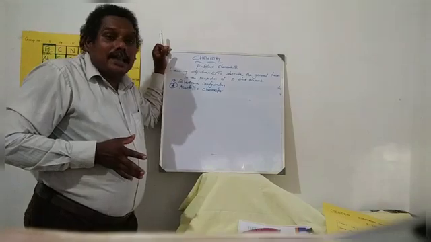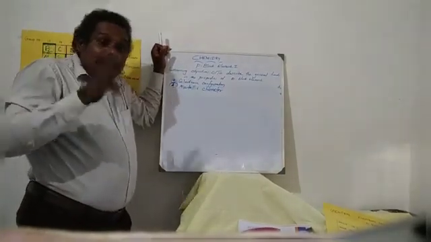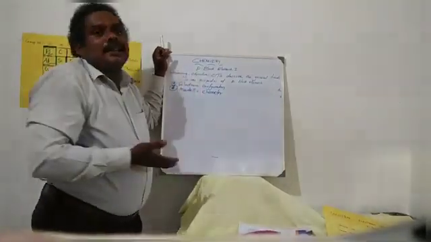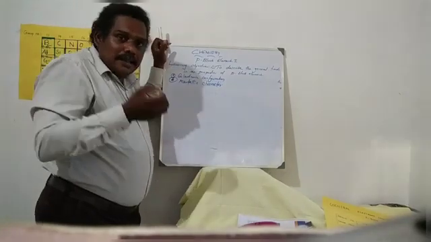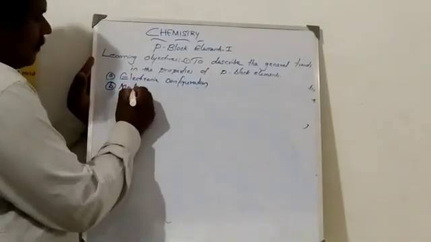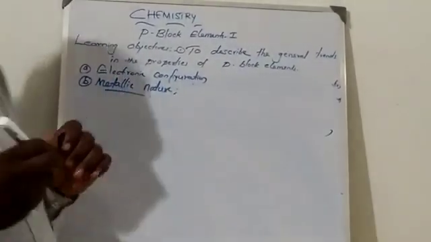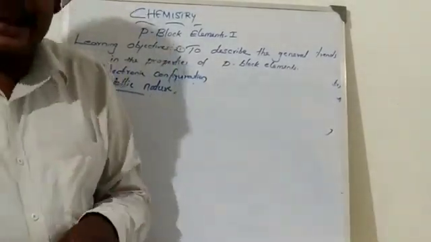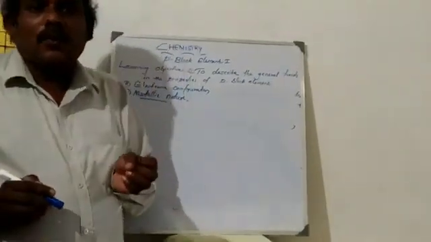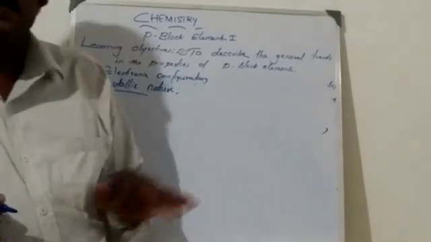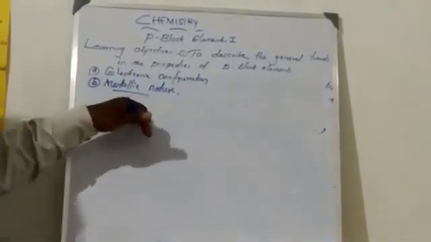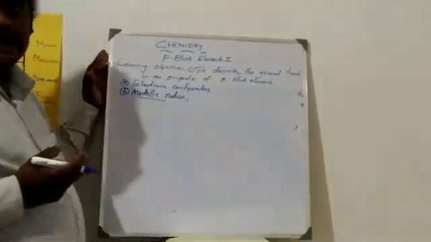This is based only on ionization energy. If ionization energy increases, the metallic character decreases. That's the concept. The next heading is metallic nature: the tendency of an element to lose an electron to form a cation. This is based on ionization energy. If ionization energy decreases, metallic character increases.